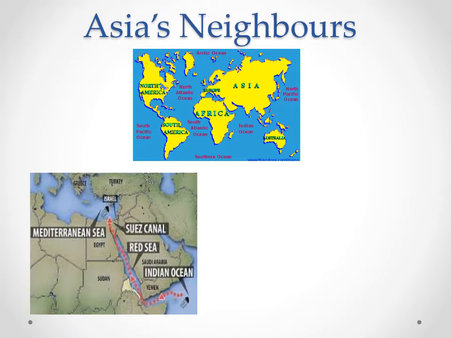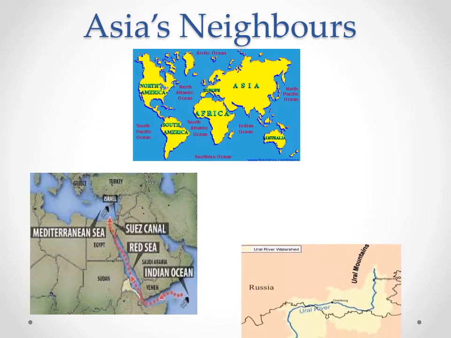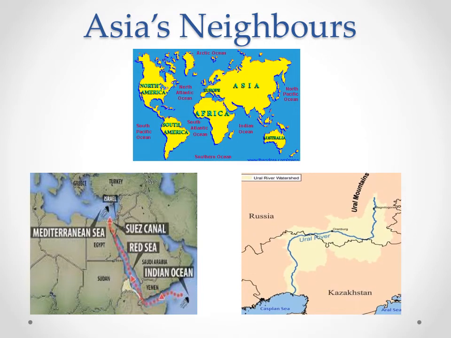Further, the overland border runs through the Caucasus Mountains, the Caspian Sea, the Ural River, and the Ural Mountains. This boundary crosses through the territory of Russia, Kazakhstan, Azerbaijan, Georgia, and Turkey. So these states are in both continents.